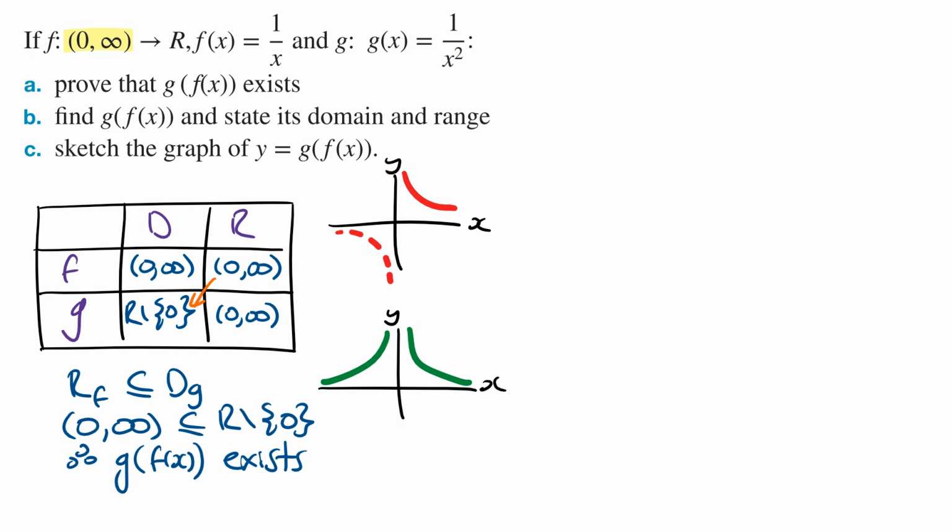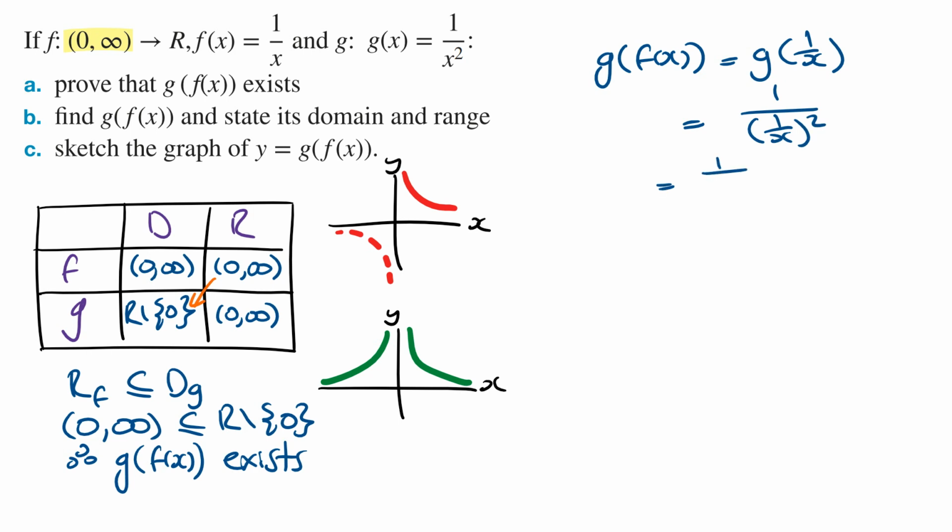B. Find g(f(x)) and state its domain and range. g(f(x)) is going to be g(1/x). And so wherever there's an x in g(x), we're going to replace it with 1/x. And so this is going to be (1/x) all squared. Simplifying this, this is going to be 1/x², which is the same as 1/1 times x²/1, which is equal to x². And so g(f(x)) is going to have the rule x².